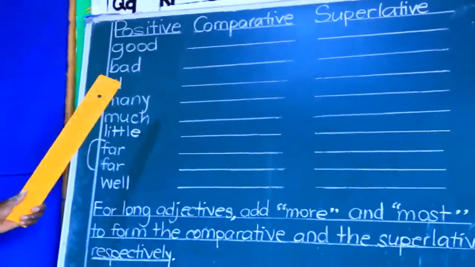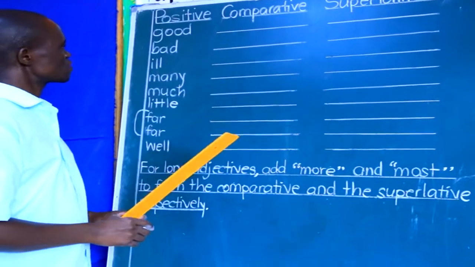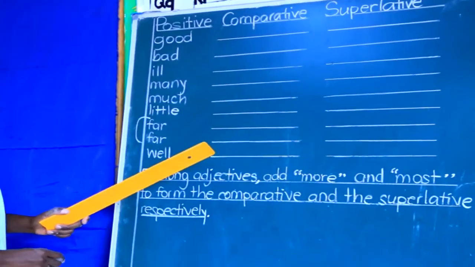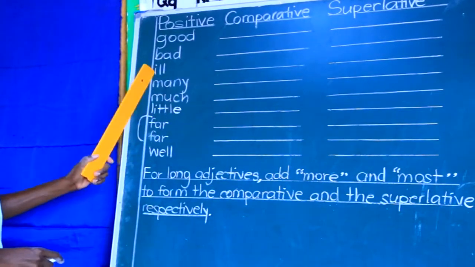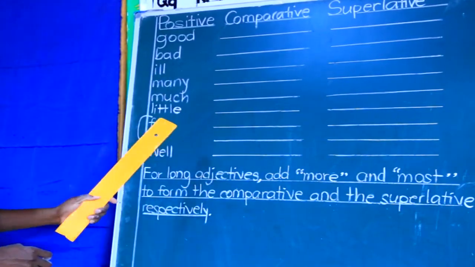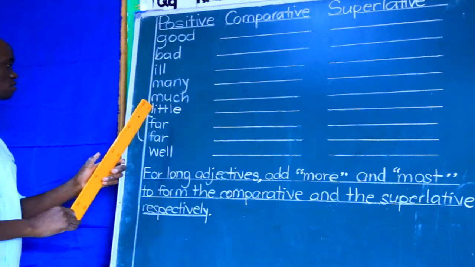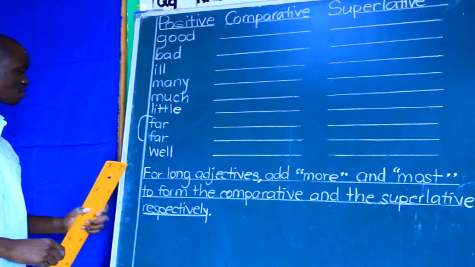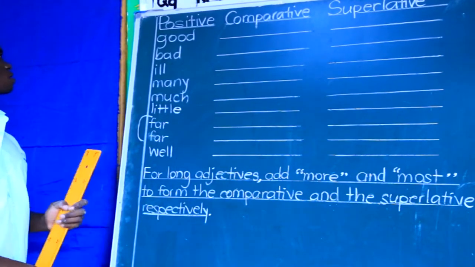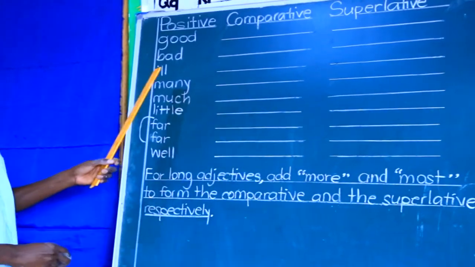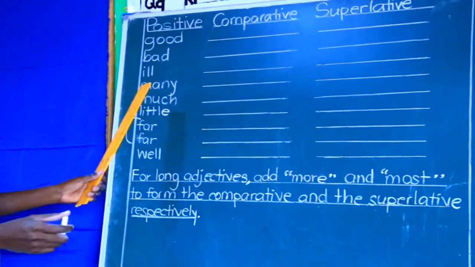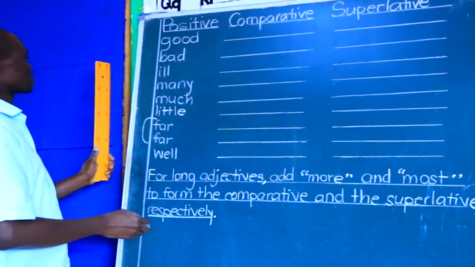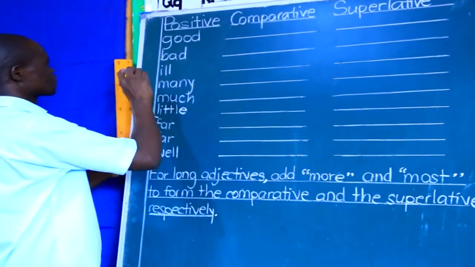So here we are with a list of irregular adjectives. We have good, we have bad, ill, many, much, little, far, another far, plus well. Like the teacher has just told you, we do not follow any specific order. You will just see them changing strangely or in a very new way you may not have imagined.